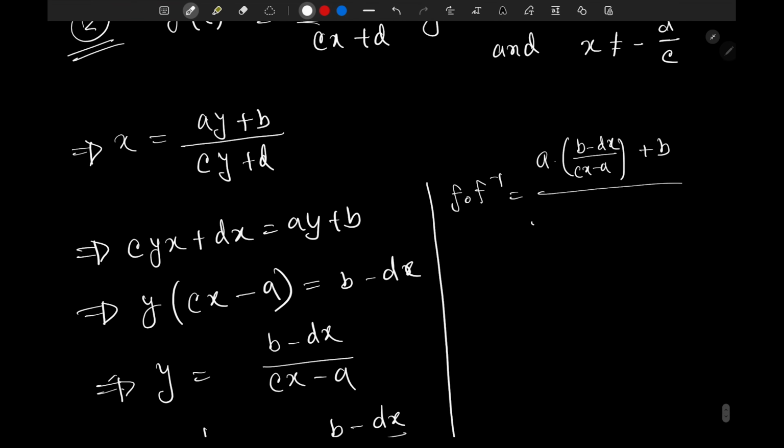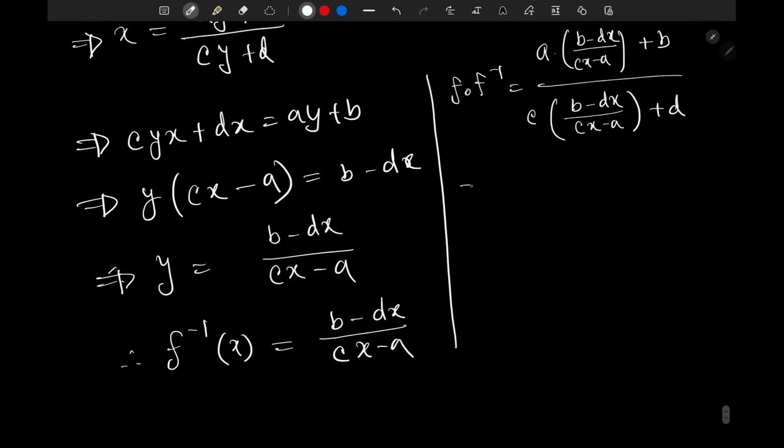And then you have c of b minus dx, cx minus a. What you do is just simplify the whole stuff. So this is ab minus adx plus b, divided by this is cx minus a.